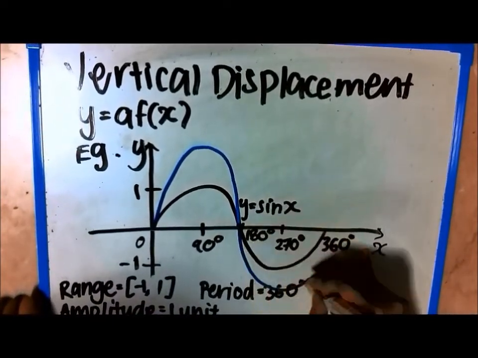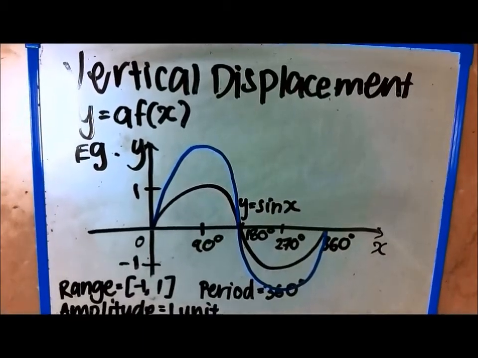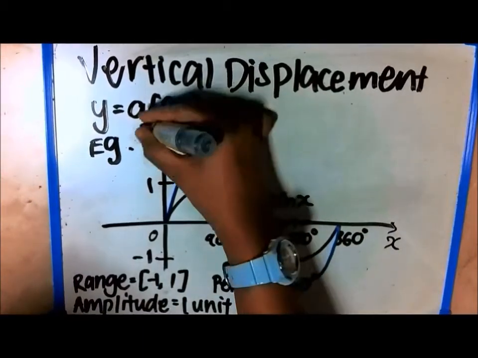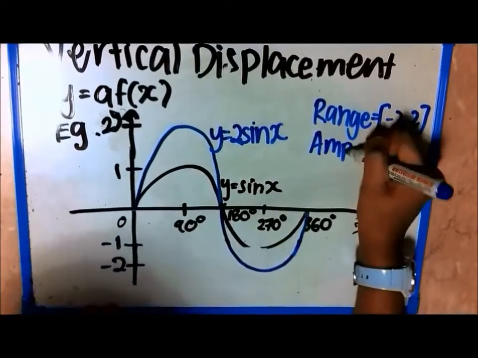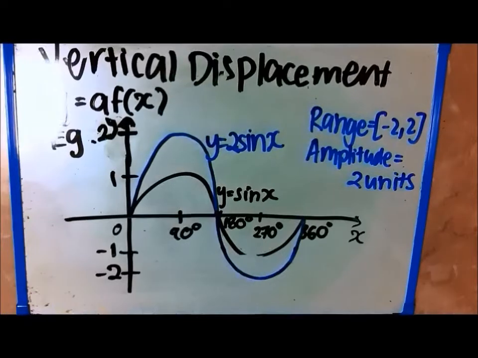So when y equals 2 sine x, the amplitude becomes twice the original, that is 2. The range will then be -2 to 2. The period does not change. This pattern is the same in the graphs of cosine and tangent functions.